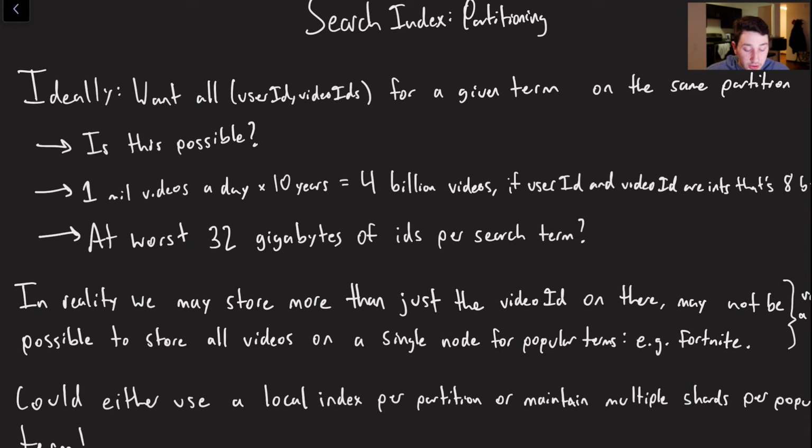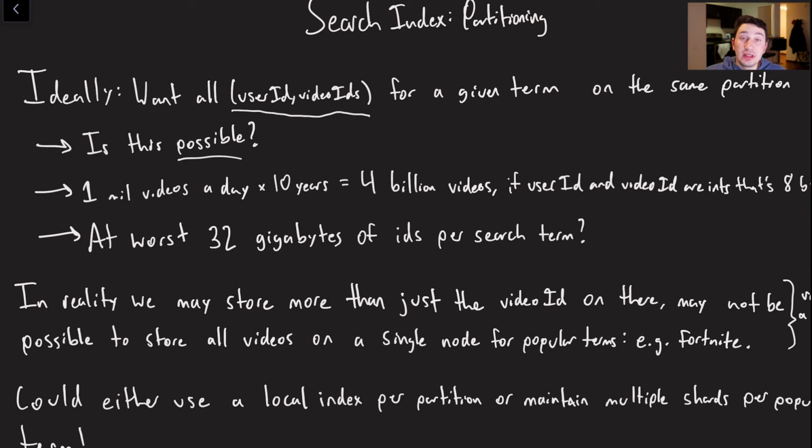Okay, so the next thing that we need to think about is partitioning, because partitioning and the actual speed of our query is directly dependent on just how well we balance out our data. If we can keep all queries going to one single node as opposed to having to aggregate them over multiple different nodes, that is going to be a lot faster. So again, ideally, for a given search term, we would want the user ID and video ID combo on a single node. The question is, is it possible?